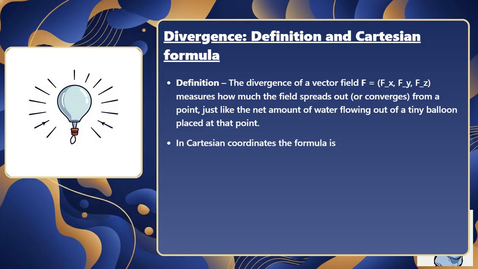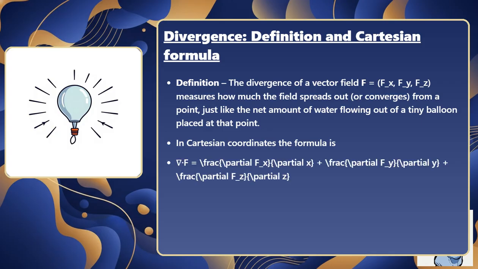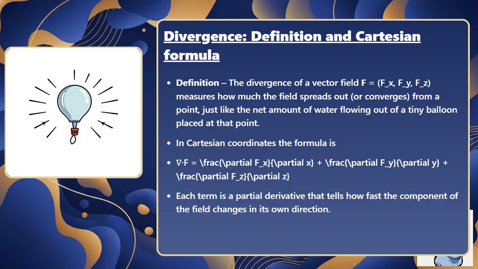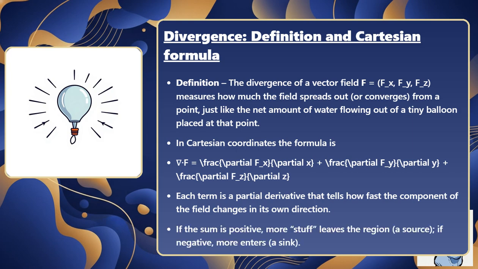In Cartesian coordinates, the formula is del dot F equals partial of F_x with respect to x plus partial of F_y with respect to y plus partial of F_z with respect to z. Each term is a partial derivative that tells how fast the component of the field changes in its own direction. If the sum is positive, more stuff leaves the region, a source. If negative, more enters, a sink.